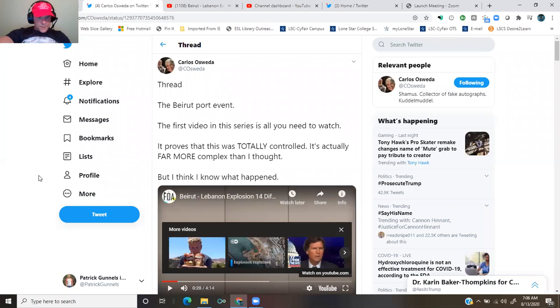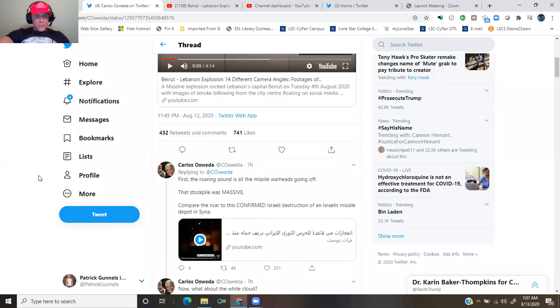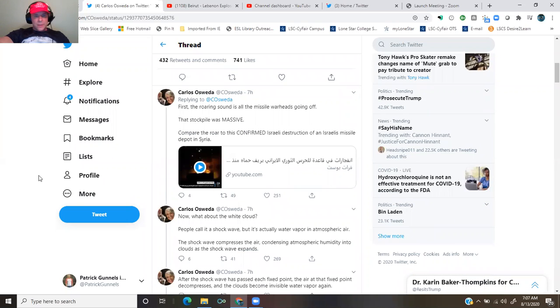It proves that this was totally controlled. It's actually far more complex than I thought, but I think I know what happened. First, the roaring sound is all the missile warheads going off. So there's like a dull roar in the beginning of it. The stockpile was massive. Compare the roar to this confirmed Israeli destruction of an Israeli missile depot in Syria.